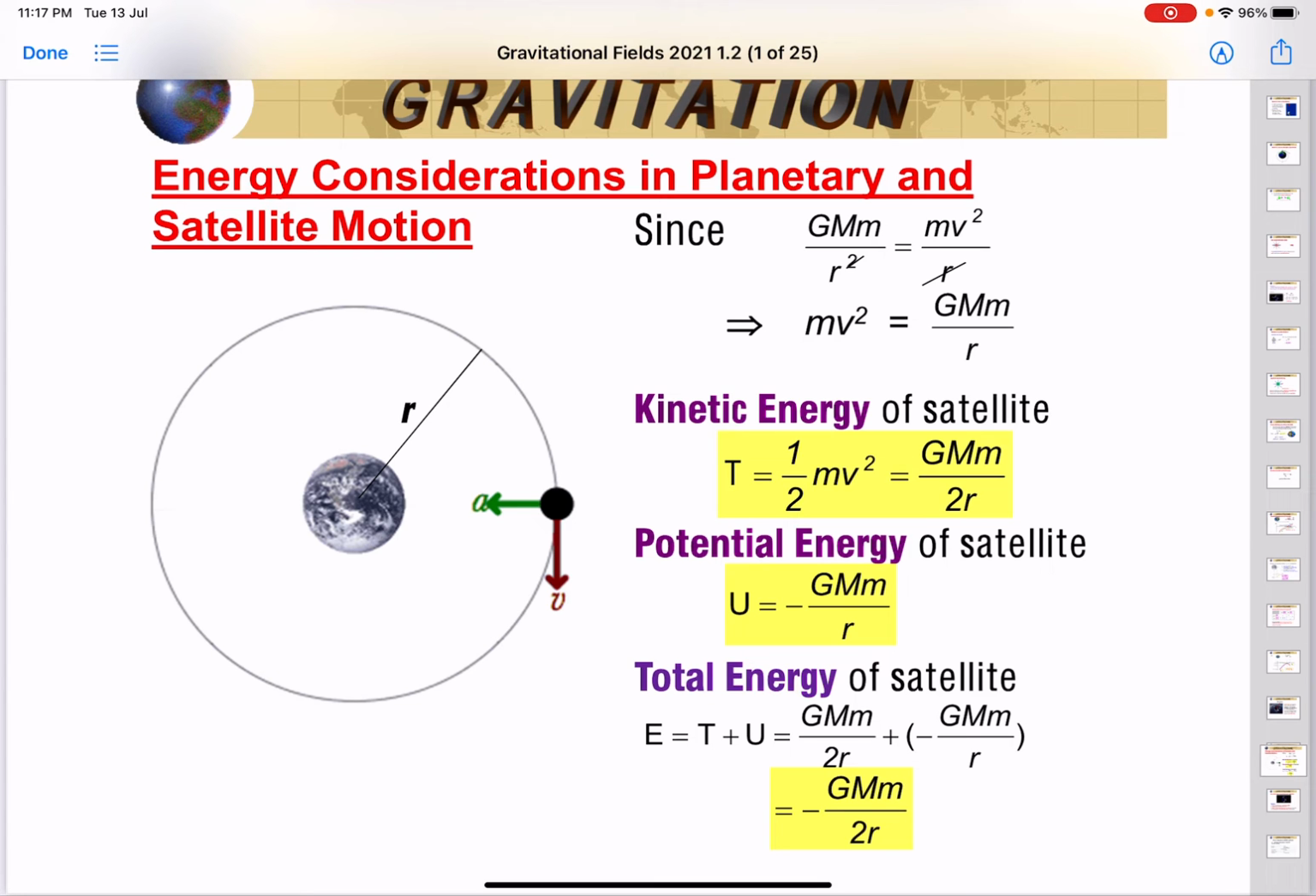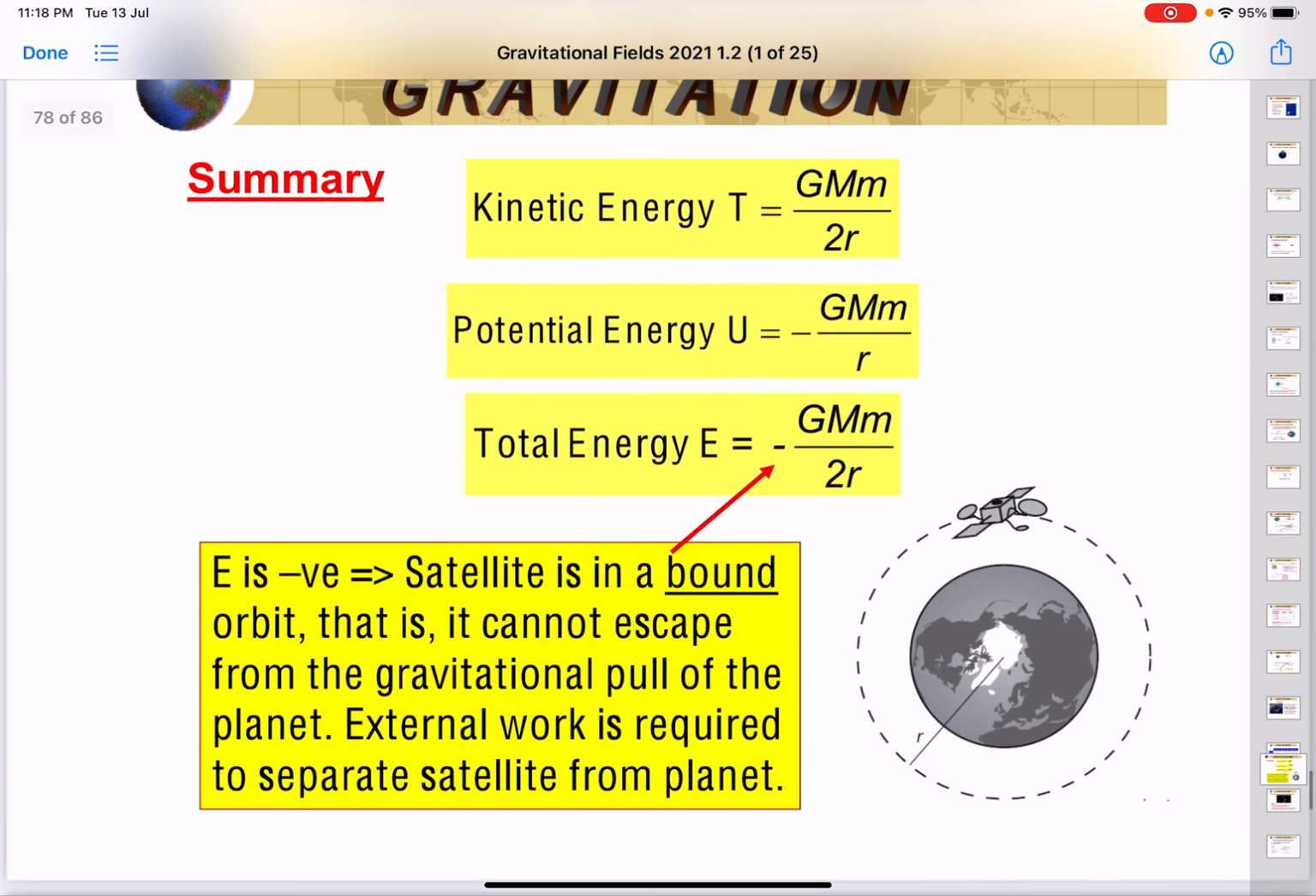And we already know the expression for the potential energy. We can combine these two terms to get the total energy of the satellite, which is minus GMm over 2r. Notice that it is negative. The total energy of a satellite that is orbiting Earth is negative. So this slide shows you the summary of the three expressions: kinetic energy, potential energy, and total energy.